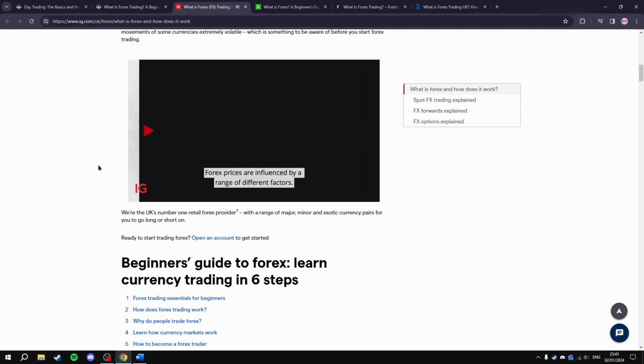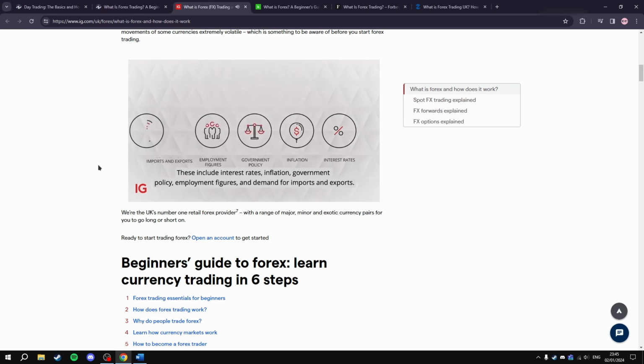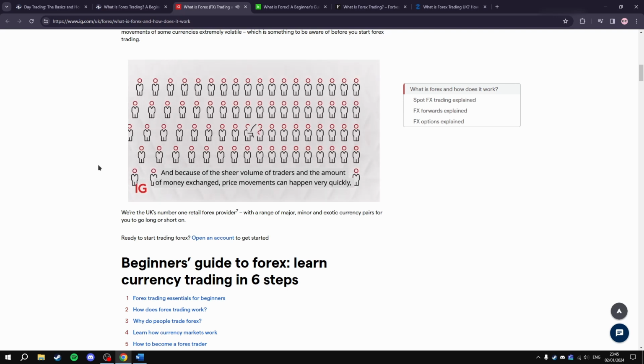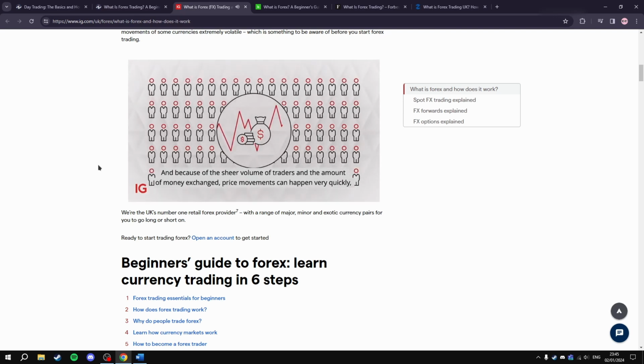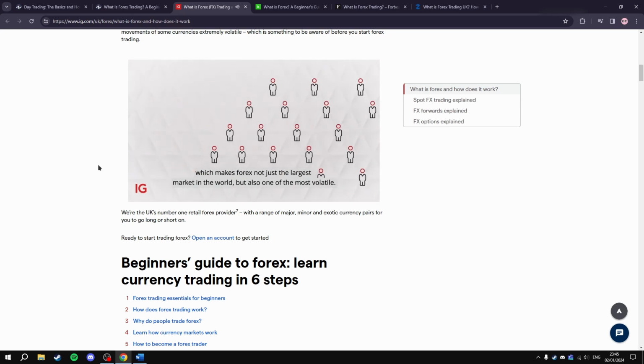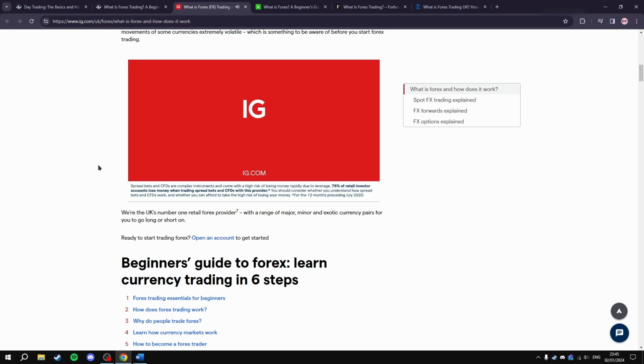Forex prices are influenced by a range of different factors. These include interest rates, inflation, government policy, employment figures, and demand for imports and exports. And because of the sheer volume of traders and the amount of money exchanged, price movements can happen very quickly, which makes Forex not just the largest market in the world, but also one of the most volatile. To start trading, open an IG account today.